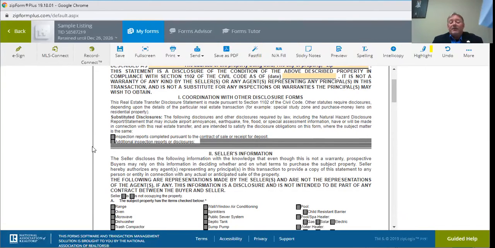But again, this is going to be filled out by the seller. Also, additional inspection reports or disclosures. Again, this is going to be edited by the seller, and they would put a check mark here, and then they would disclose if there are any additional reports or if there have been any inspections pursuant to the contract.